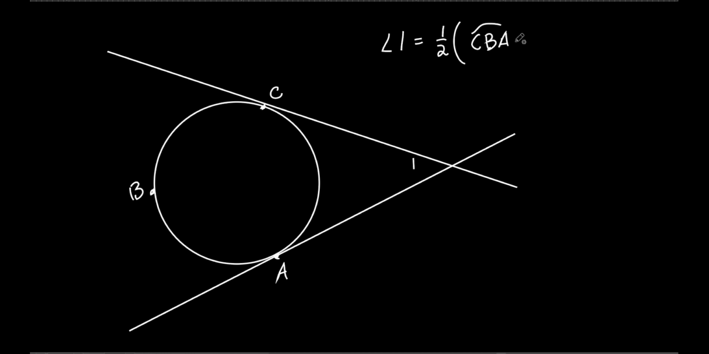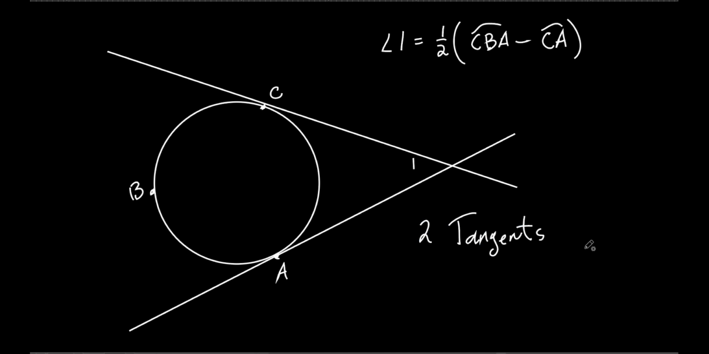It's outside the circle, so what do you think you're going to do? Minus what? CA, arc CA. Very good. And that's it. So this is two tangents that intersect outside the circle.